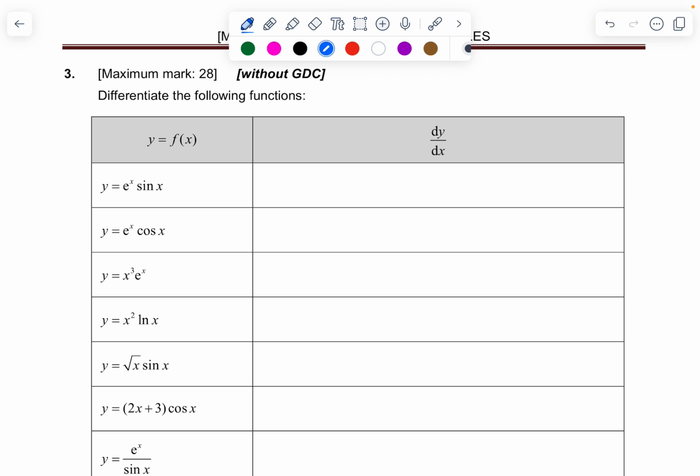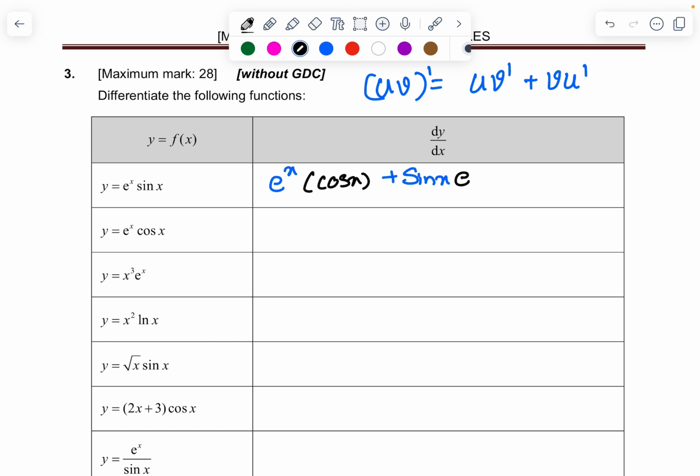Now coming to question number 3, product rule. UV whole prime equal to UV prime plus VU prime. So e power x times sin x derivative is cosine x, plus next time sin x will remain as it is, e power x derivative is going to be e power x. So my final answer is going to be e power x cosine x plus e power x sin x.